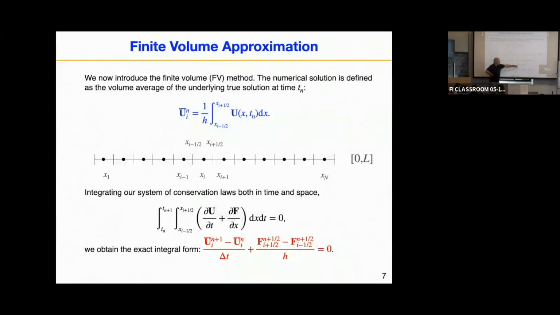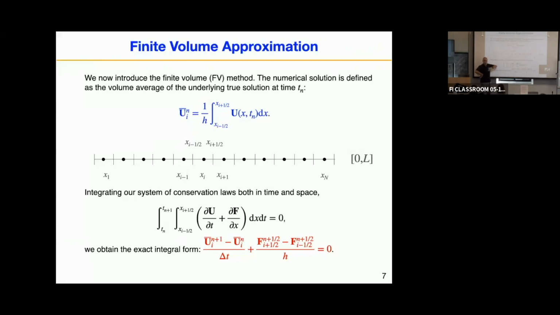And F, the flux vector, right? The flux of mass, the flux of momentum, and the flux of total energy. They've been presented on the previous slide. So now what we're going to do is discretize space with this little volume element. So this is 1D, of course. So you discretize with the boundaries.